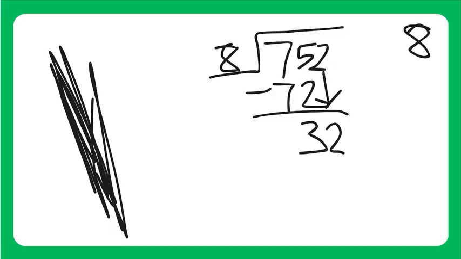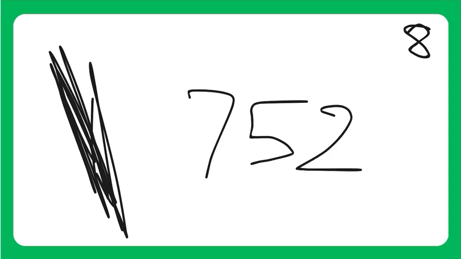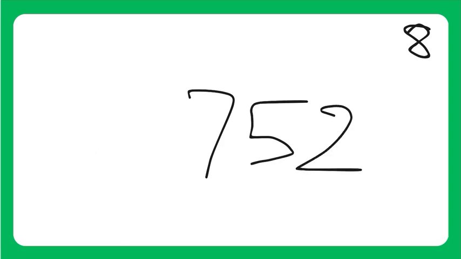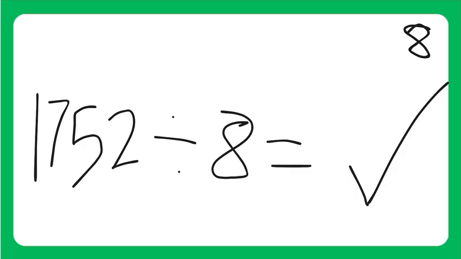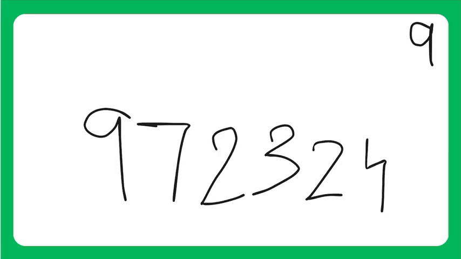We put the 2 here, and we can subtract 32 from this to get a 0, and that means it's divisible by 8. So I'll just write 752 back and I'll erase this. This was a 1. So this whole number 1752, it is divisible by 8. So 1752 divided by 8, it is possible. So now we will move on to the next example for 9.